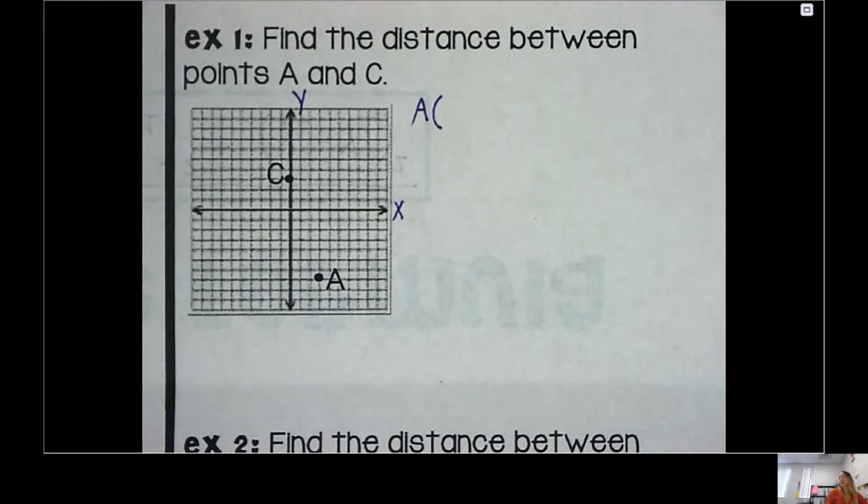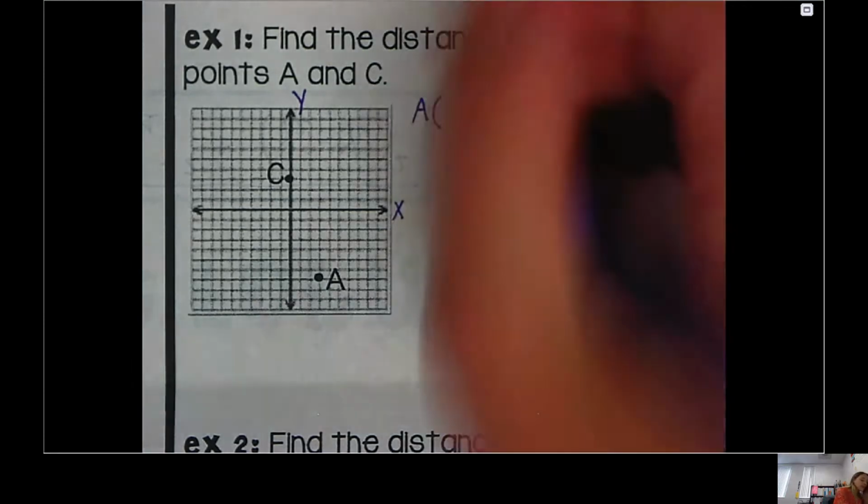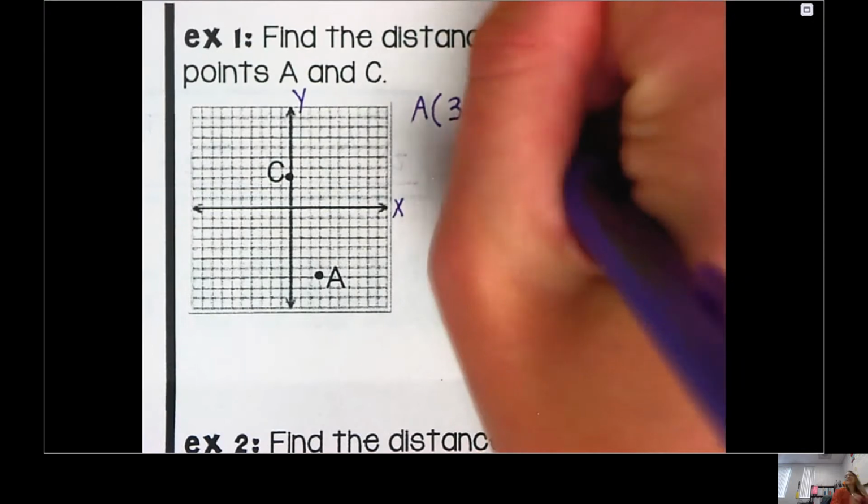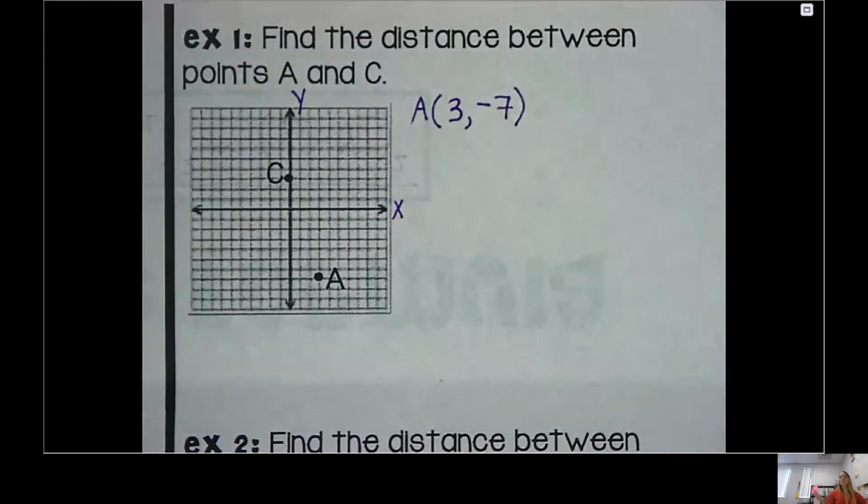Point A. What do you think? Elijah, what do you think? 3 times the negative 3. It's actually -7. But you were close, and it's not a very clear picture, so that was my fault. But you're good. You go over 3 to the right, and then down 7. That's how he's got the -7.